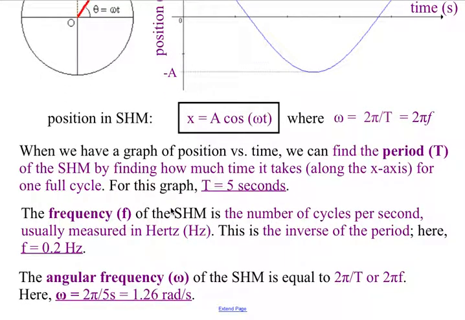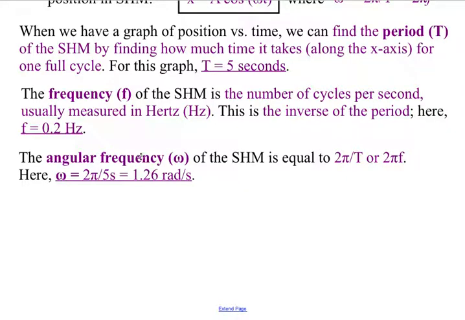Just like in every other context, frequency and period are inverses, so if the period is 5 seconds, then the frequency would be 1/5 of a second. It's just the number of cycles per second. And here, if we wanted to plug in and calculate omega, it'd be 2 pi over 5.